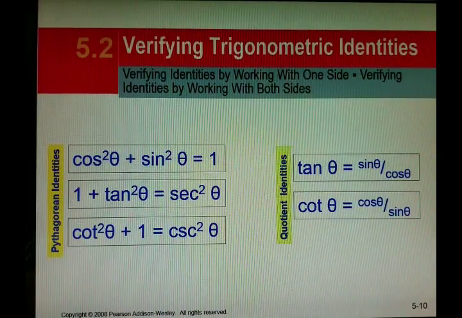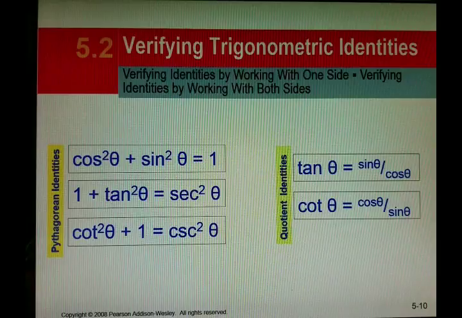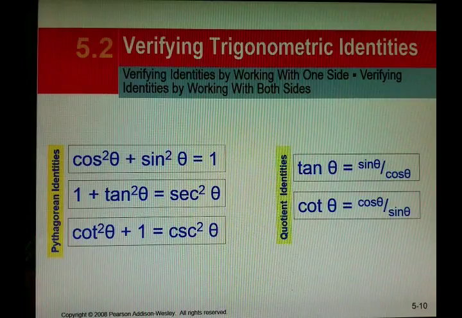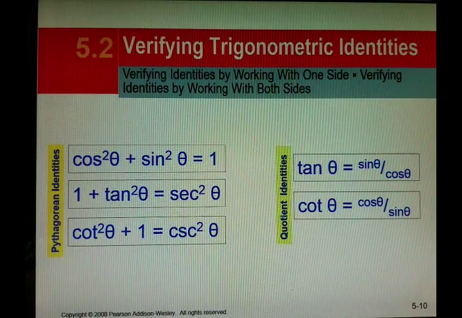Verifying trig identities, Chapter 5, Lesson 2. In Lesson 1, we had discussed the 3 Pythagorean identities and the 2 quotient identities. These need to be memorized for you to be successful throughout this chapter. So please work on that. I do have them on Quizlet.